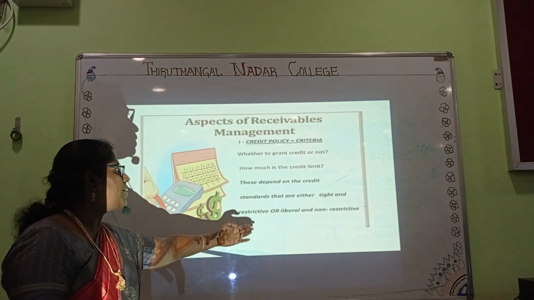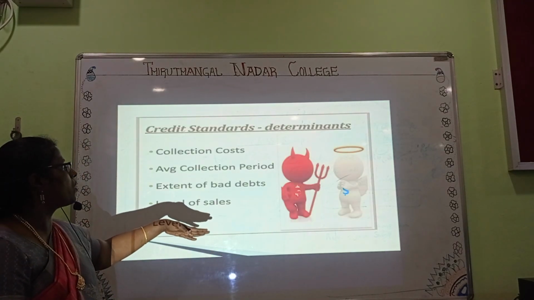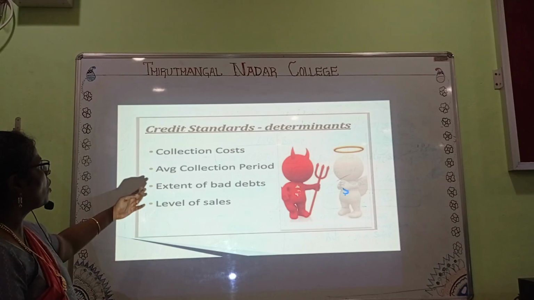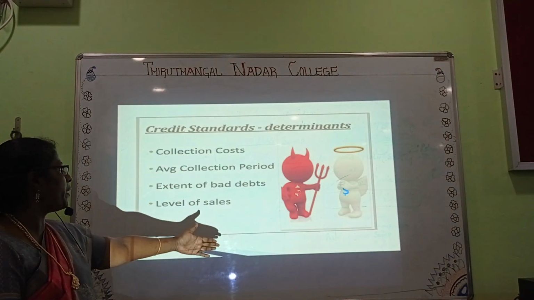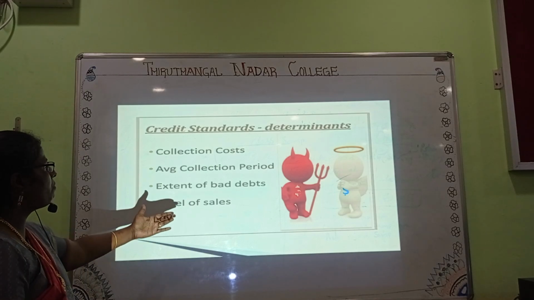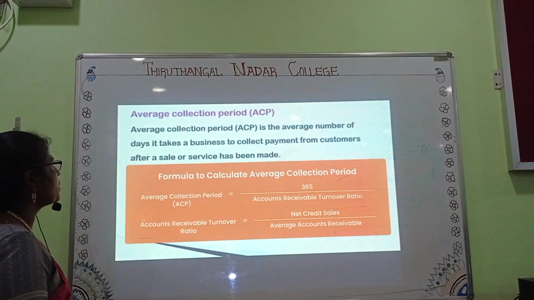This depends on the credit standards. The next aspect is credit standards. These are the determinants we have already discussed: collection cost, average collection period, extent of bad debts, and level of sales. These are the credit standards fixed by the organizations.